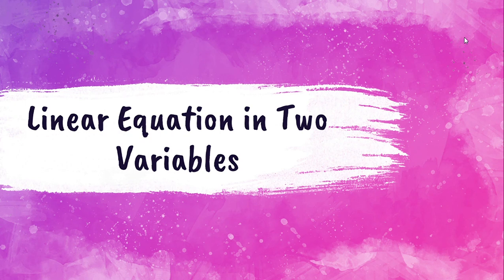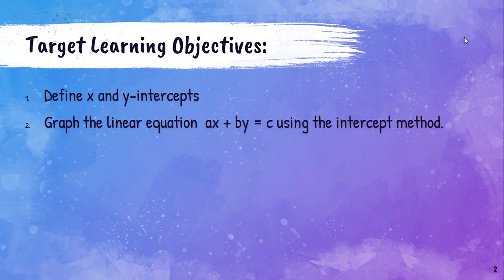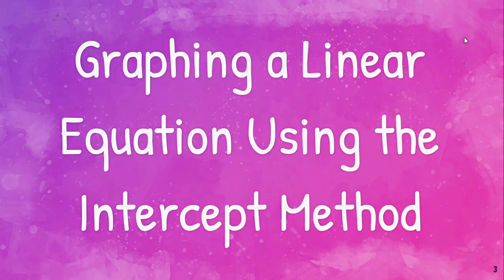Good day, everyone. So for today, we're going to continue discussing the linear equation in two variables. Our target learning objectives for the day are to define the x and y intercepts, together with graphing the linear equation ax plus by equals c using the intercept method. And also we have to graph horizontal and vertical lines as well. Okay, so first we have graphing a linear equation using the intercept method.